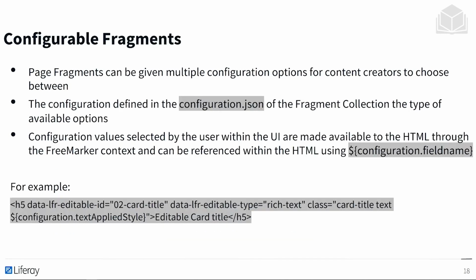We also have configurable fragments. So page fragments can be given multiple configuration options for content creators to choose between. The configuration is defined in the configuration.json of the fragment collection. Configuration values selected by the user with the UI are made available to the HTML through the FreeMarker context and can be referenced within the HTML using configuration.fieldName.